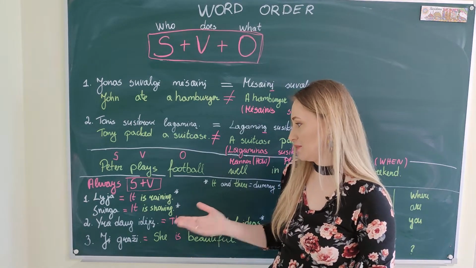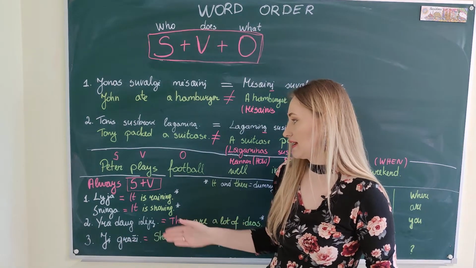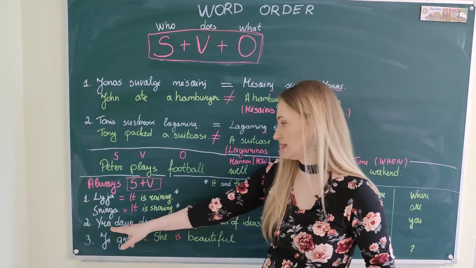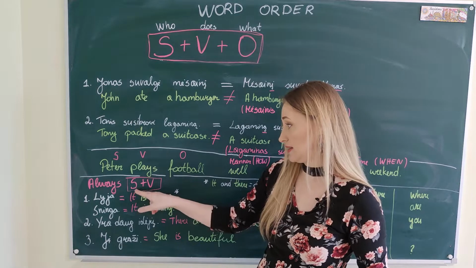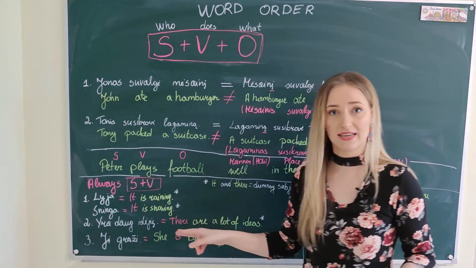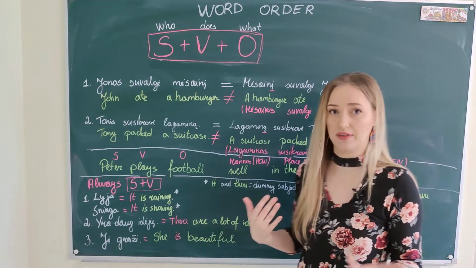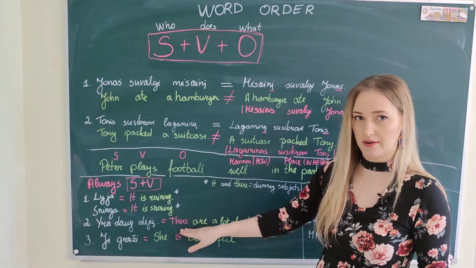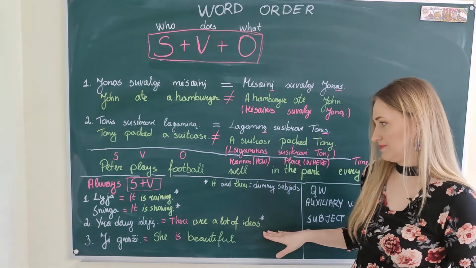And here's one more example. Yra daug idėjų. Again, we cannot translate word for word because we cannot start a sentence with a verb. We need to start a sentence with a subject. In this case, again, we do not have a person or a thing performing the action, so we will need to use the dummy subject there. There are lots of ideas.